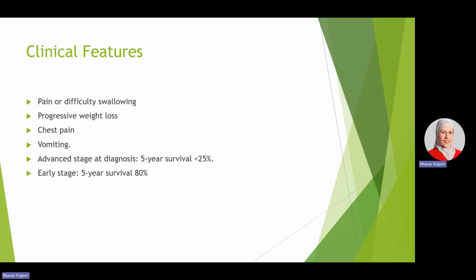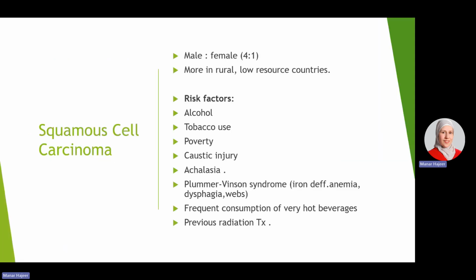When the disease is diagnosed at an advanced stage, the 5-year survival is less than 25%. However, if the patient is lucky and we discover the case from Barrett esophagus or dysplasia and follow the patient up, upon the development of an early invasive carcinoma, the 5-year survival will be 80%. So the time of presentation and the time of diagnosis is very important.